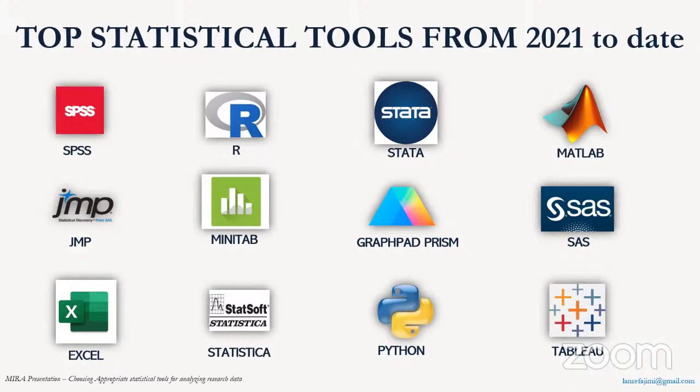The seventh one is GraphPad Prism. It's also a good tool. I've not really used it before, but from research, it is one of the top tools that have been used over the years. SAS is also similar to SPSS as well. They use it in social science.